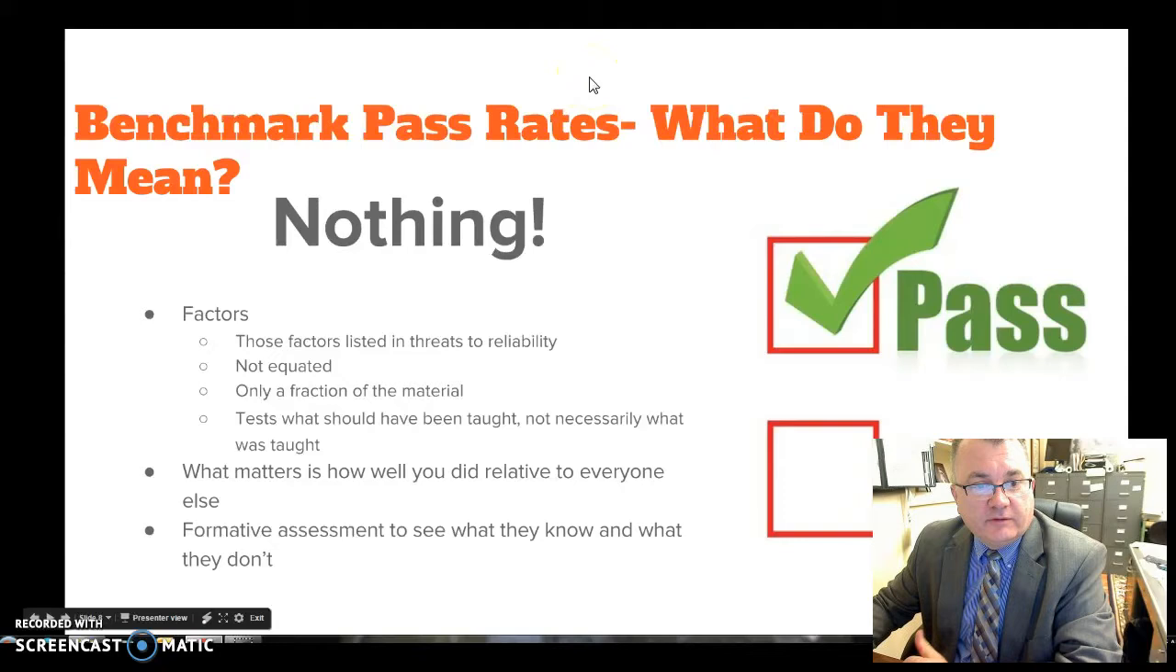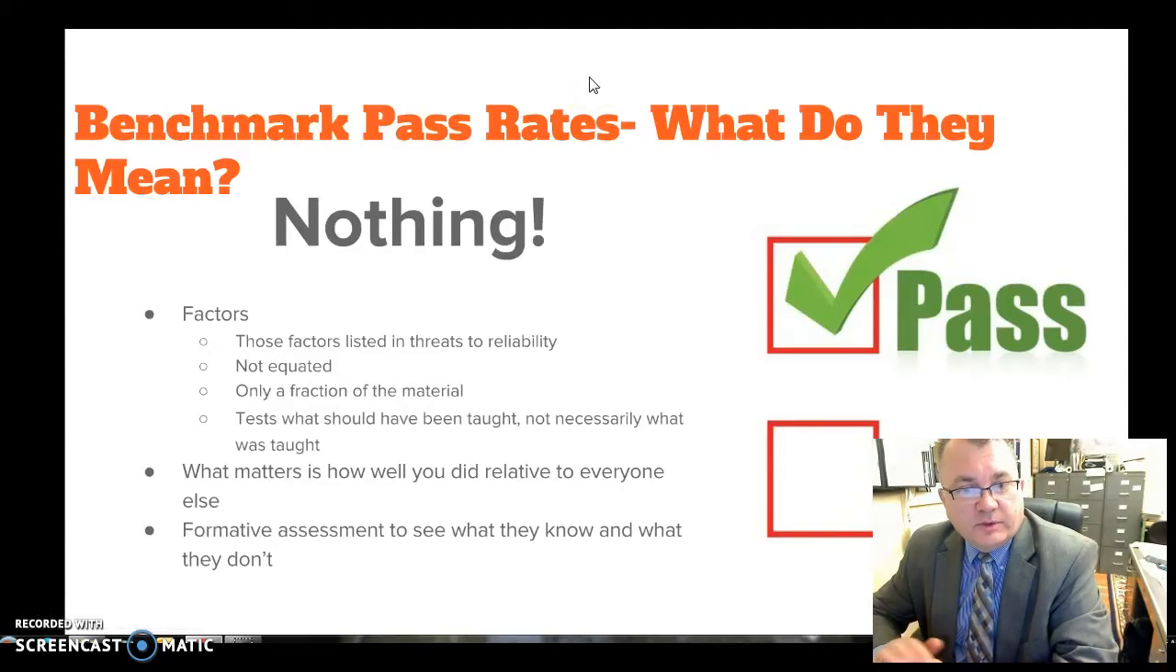Another thing while we're talking about benchmarks here, your pass rates on the benchmark really don't mean anything at all. The factors that would cause those to be unreliable are things like that you end up reviewing a week before you do your benchmark test, or that you don't revisit that. Several other factors, that they're not equated. We're doing CAT testing now, so that's not as reliable as it would be even if we do 60 or 70. Again, it's only a fraction of the material. And again, these tests are what should have been taught and not necessarily was taught, so sometimes pacing is an issue there.